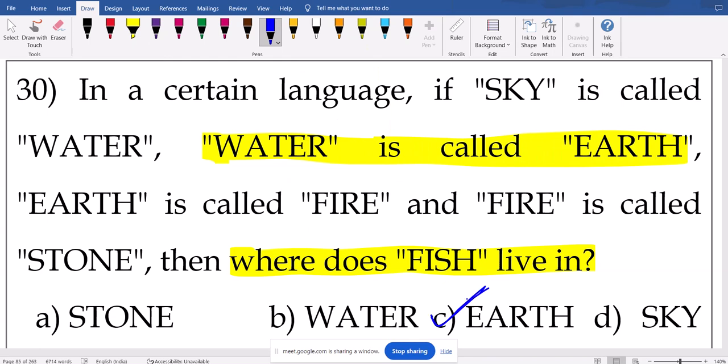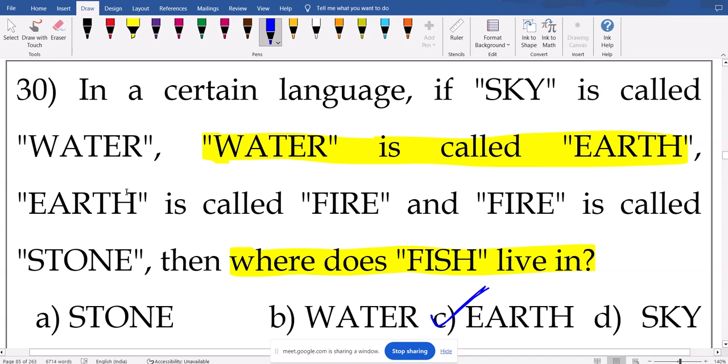Read the last line. What is the meaning? What do they call it? Again, don't say fire is called stone, so the answer is stone. Then there's no logic for the question; for every question, stone would be the answer, and that question is wasted. Don't apply it. Keep going. Where does a fish live? Water. In the question, water is called this. Stop there itself. Don't extend that.